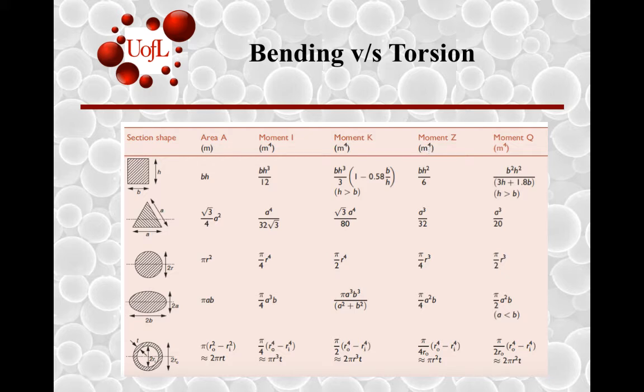So when we go from bending to torsion, mainly instead of the moment I, you deal with moment K, and in an analogous situation to moment Z, you have moment Q. And these can all be derived for various shapes. Just like Z was I over Y max, Q would be K over R max, where R would be the maximum radial distance from the neutral axis where torsion is applied.